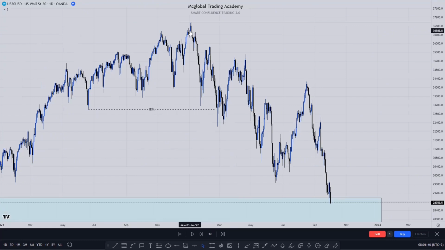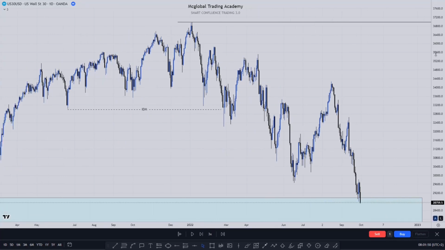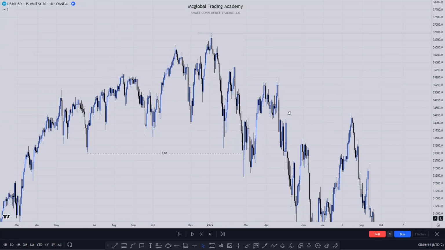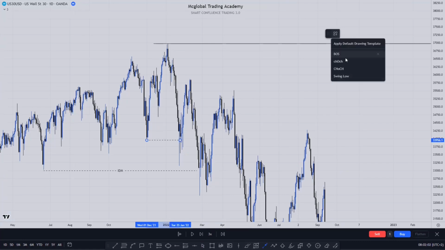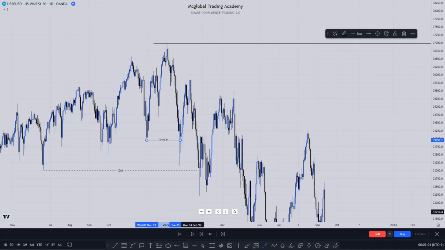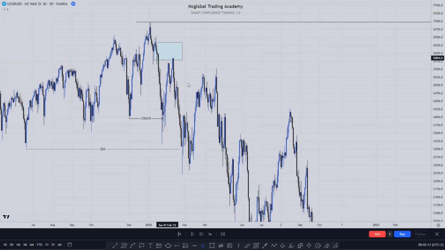This opportunity, all the way from January 2022, because when you look at it from the daily perspective, you will realize that we changed character there. We had a change of character there. After the change of character, the market came back to an institutional zone. So after tapping this institutional zone, you're supposed to start selling from there.